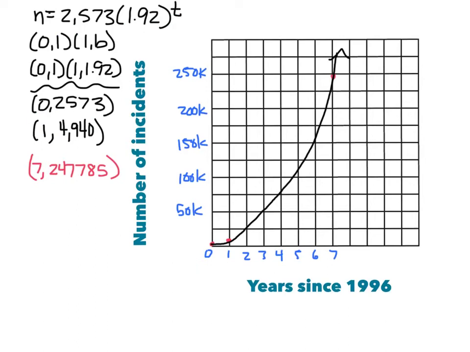Okay. So now the last question was to estimate the year when there were about 125,000 computer security incidents. So how am I going to do that? How am I going to estimate for 125,000? Well, I could go to 125,000 here on my graph. Okay, that meets right here, which is about how many years? About 5 years, 6 years. A little bit more than 5 years, right? Between 5 and 6 years.